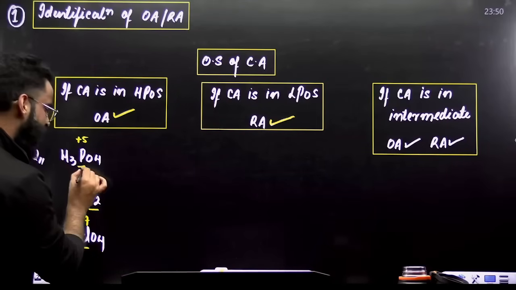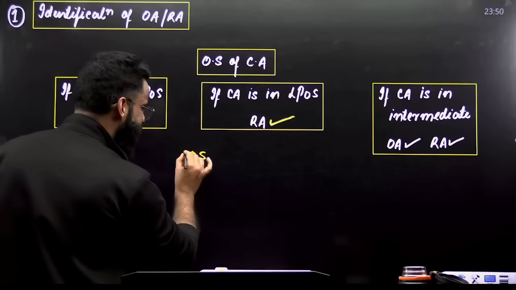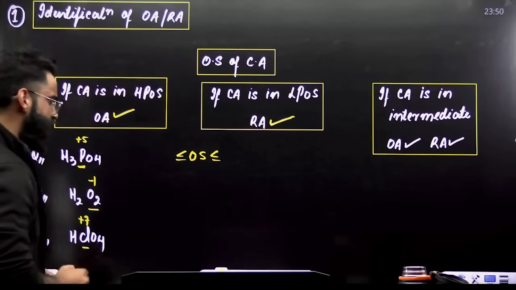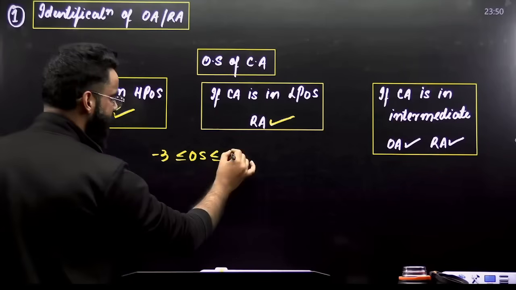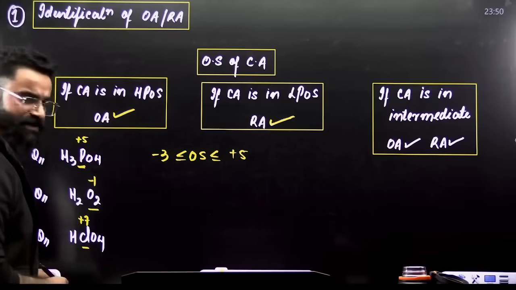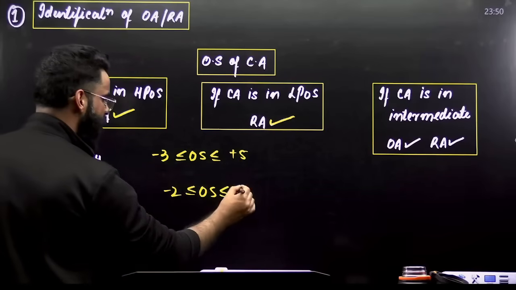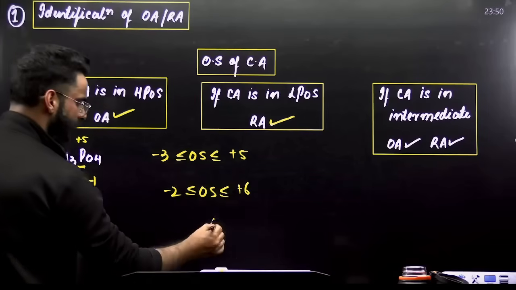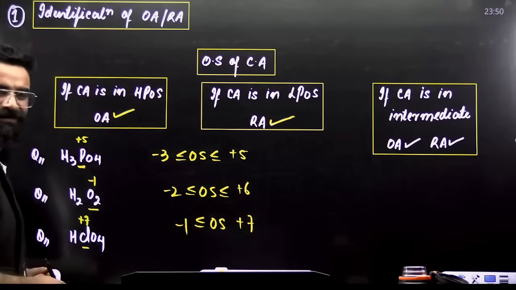Now the central atom here is phosphorus, right? Now, my dear students, what is the range of the oxidation state that phosphorus shows? Phosphorus shows the oxidation state from -3 to +5. Similarly, oxygen, what is its range? Its range is -2 to +6. Similarly, chlorine, what is its range? Its range is -1 to +7. Do remember these ranges first of all.